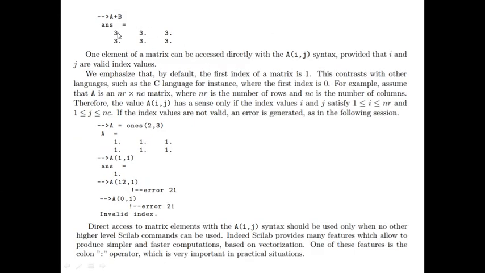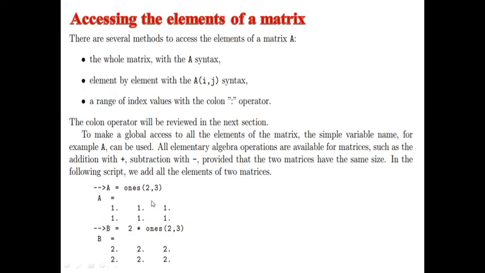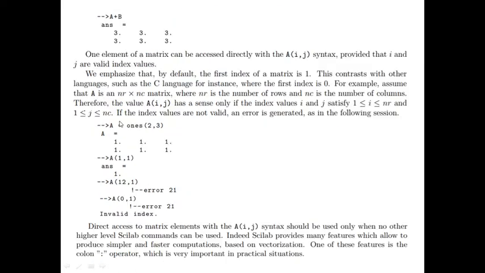Here we have another one, A plus B, which means there is a matrix. What is the matrix? A, ones of 2 comma 3. B matrix is the multiplication result. What we have done here, we are adding A and B. So what is the result? This will be the result.